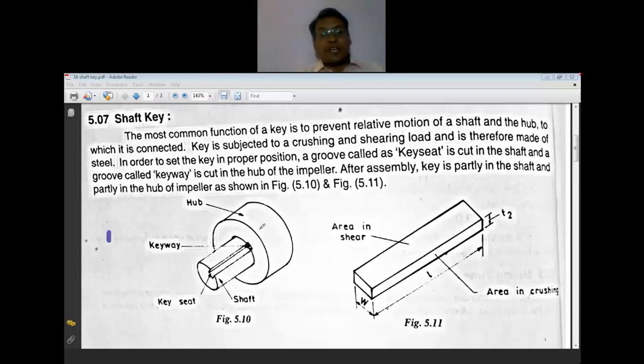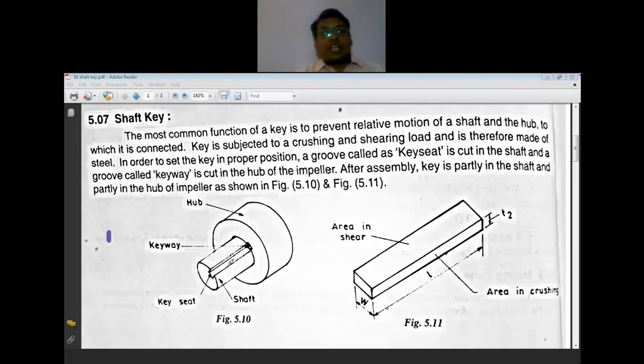Now, how to fit a shaft and a hub? There we are using a key. Keys are generally square or rectangular, so that a groove is made into the hub and a groove is made into the shaft. In between these two grooves the key is fixed, which prevents the relative motion. So the most common function of the key is to prevent the relative motion of a shaft and the hub.